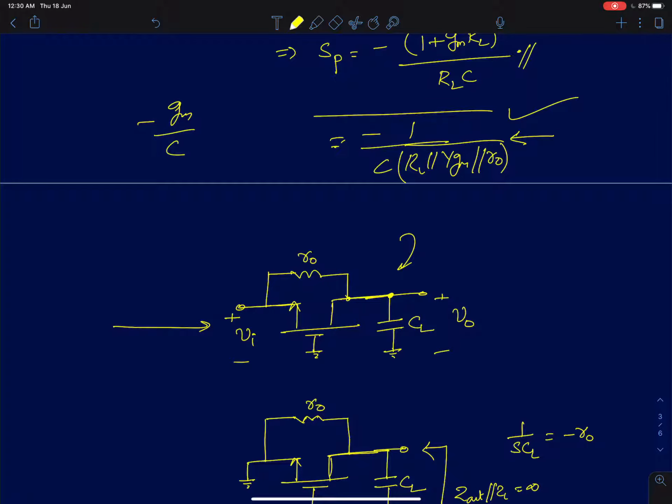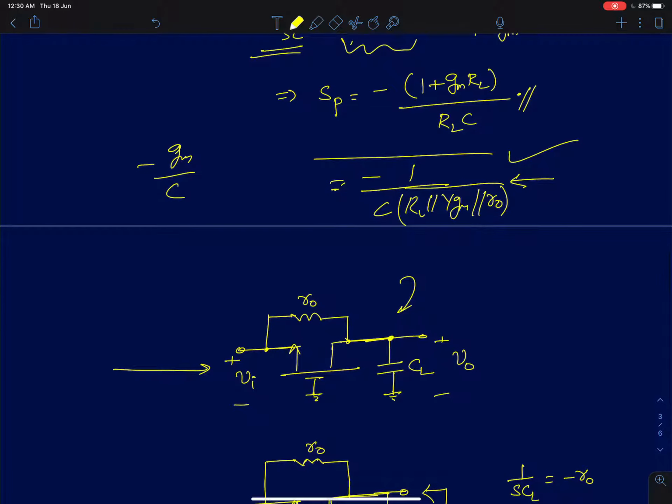If you see your short circuit output current, when I short circuit it, your output current is simply going to be the MOS current plus the current through the resistor, and there is no frequency dependence there. So it's never going to blow up to infinity at any value of S. So we can't use the first condition.